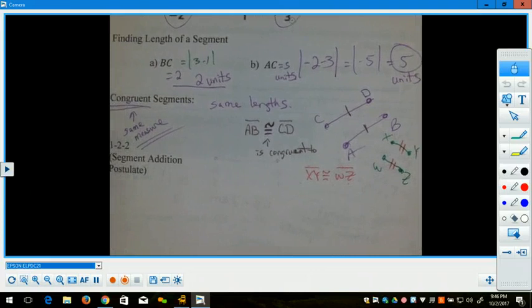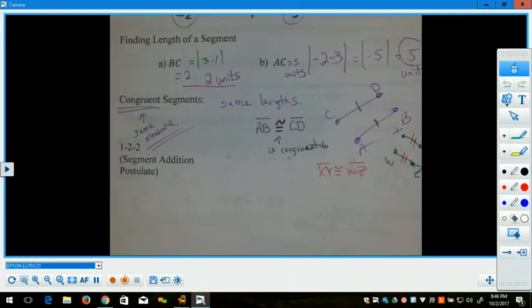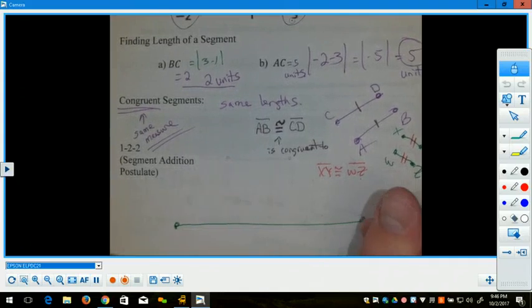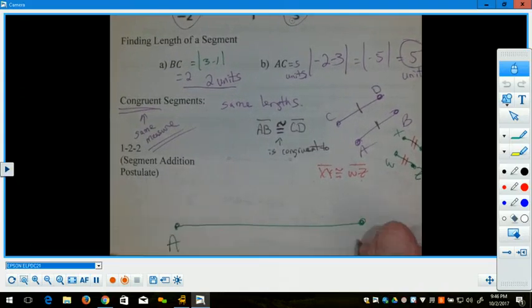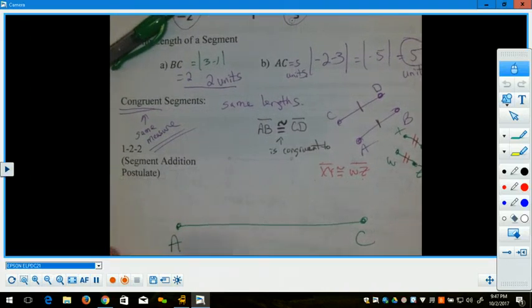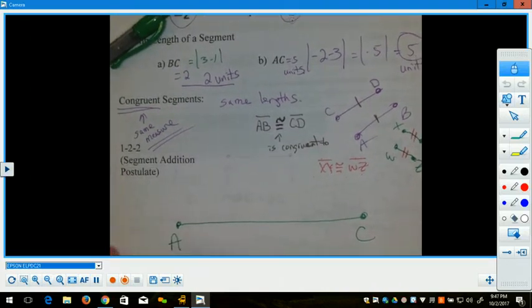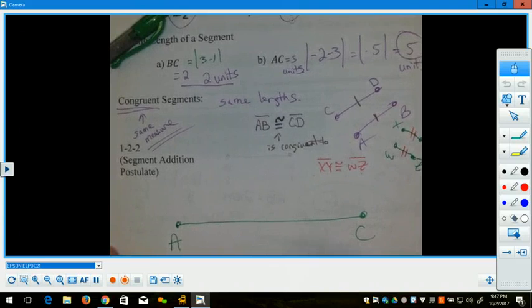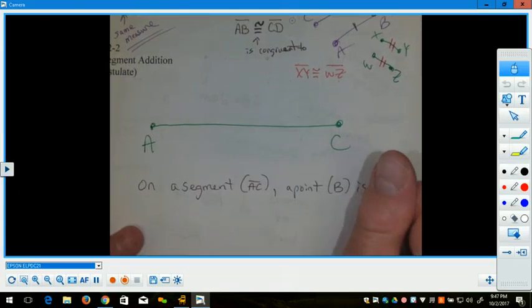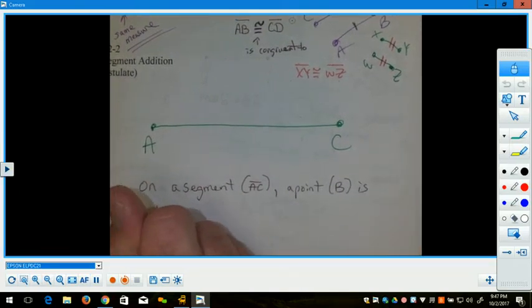So that's congruent segments. Now we're going to look at the segment addition postulate. You have a line segment. We'll call it AC. And B is between, on a segment, and our example is AC, a point, in our case B, is between A and C.